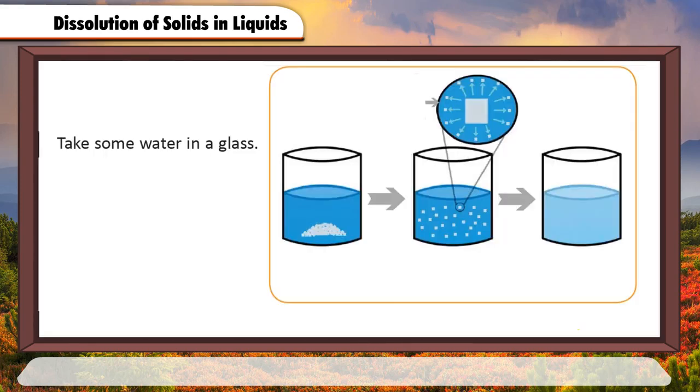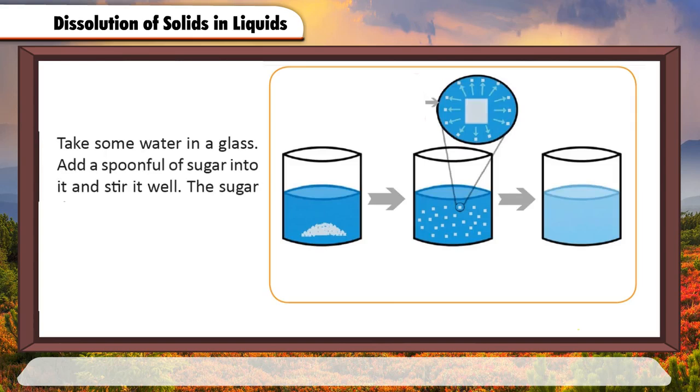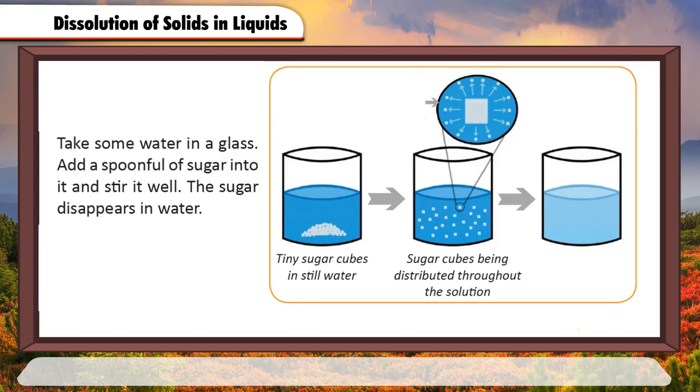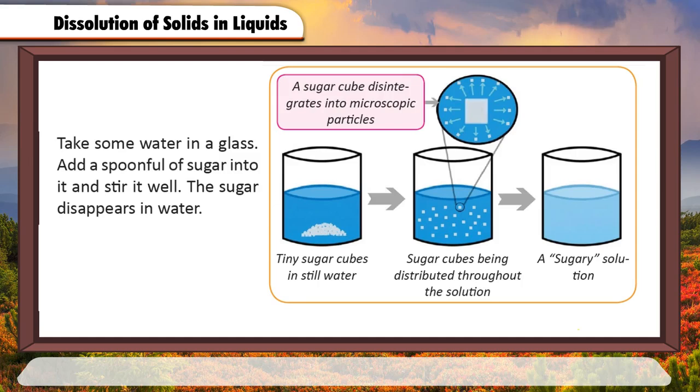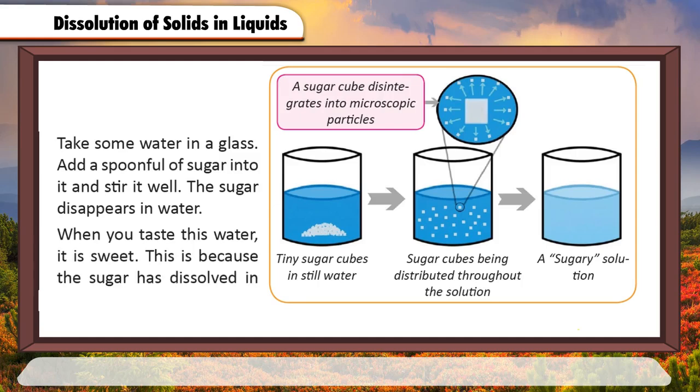Dissolution of solids in liquids. Take some water in a glass. Add a spoonful of sugar into it and stir it well. The sugar disappears in water. Tiny sugar cubes in still water are distributed throughout the solution. A sugar cube disintegrates into microscopic particles. When you taste this water, it is sweet. This is because the sugar has dissolved in the water.